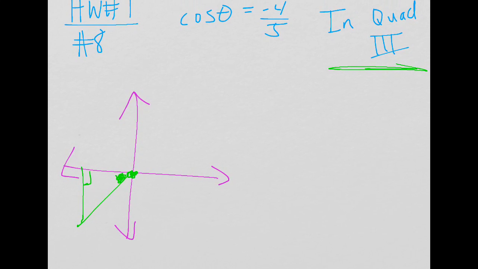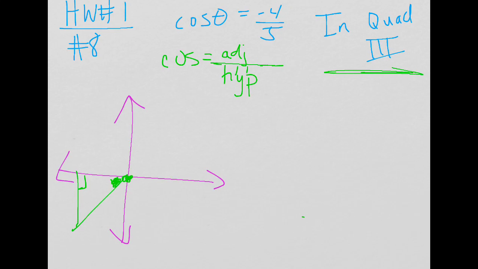Then I got to figure out what side of the triangles to label. So the cosine in SOHCAHTOA is what? Adjacent over hypotenuse. That tells me that it's -4 over 5. And then the other one's 3. So the adjacent side is -4, hypotenuse is 5. So then I can label these -4, 5. The other one's going to be -3 because it's in the third quadrant. So both legs are negative in the third quadrant.